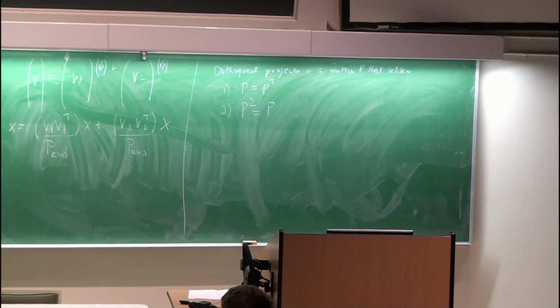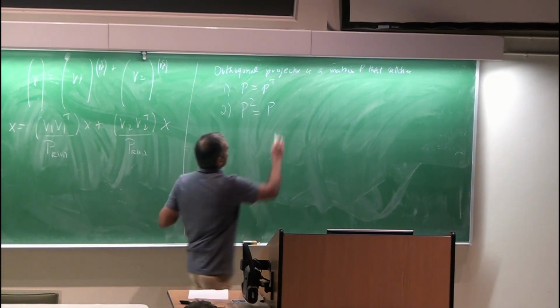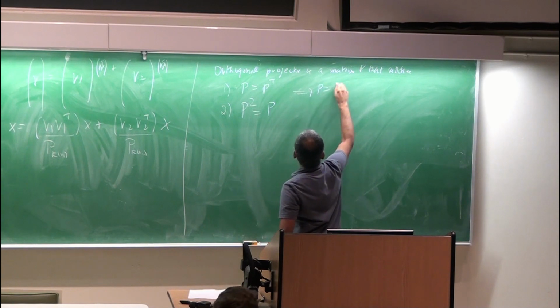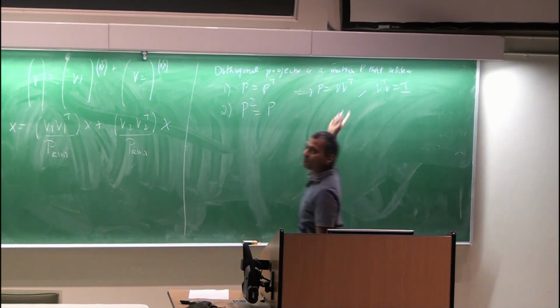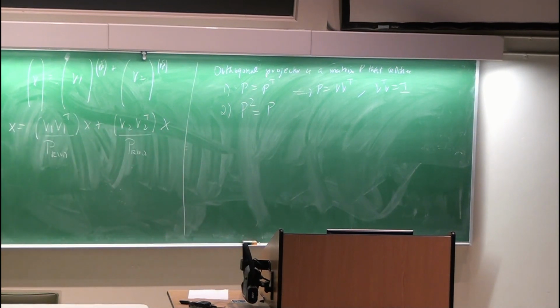If I take V1 V1 transpose and apply V1 V1 transpose again, you get back V1 V1 transpose, because V1 transpose V1 is the identity operator. With a little bit of elbow grease, you can show that if this is true, then you can write P as some V V transpose such that V transpose V is the identity. We can come back to this.